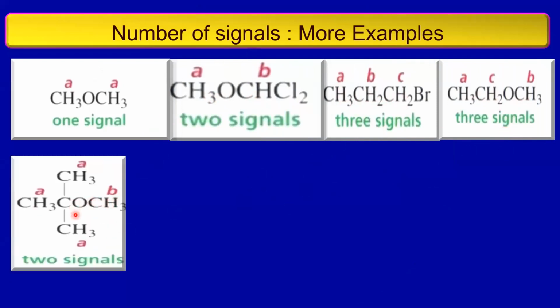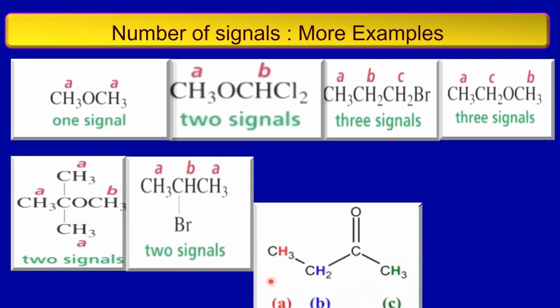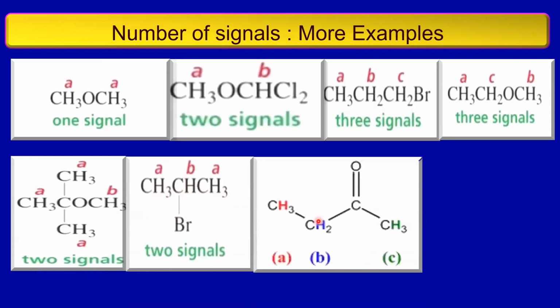Look at here. These 3 methyl groups have a similar or equivalent environment. Therefore, the 9 protons will give you a single peak. These 3 protons will give you another peak. So this particular compound will give 2 signals. Again, one signal for this, another signal for these 6 hydrogens. Look at here, 1, 2, 3.